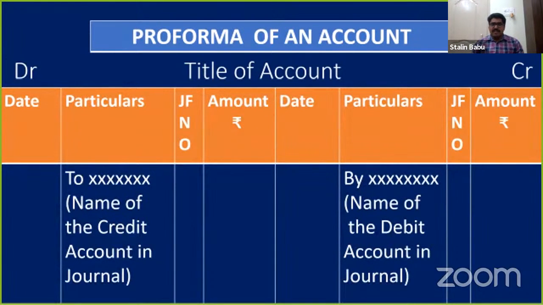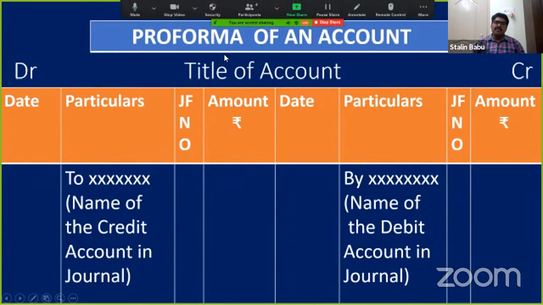So the shape of the account is T shape. In that we have a total of 8 columns, 4 columns on the left hand side and 4 columns on the right hand side. On the top of the table format, we write the title of the account.